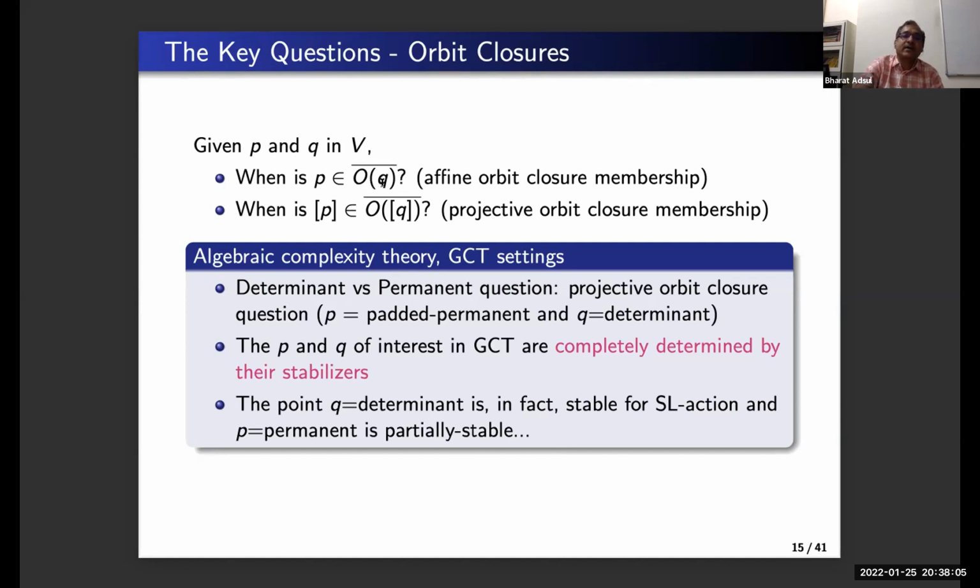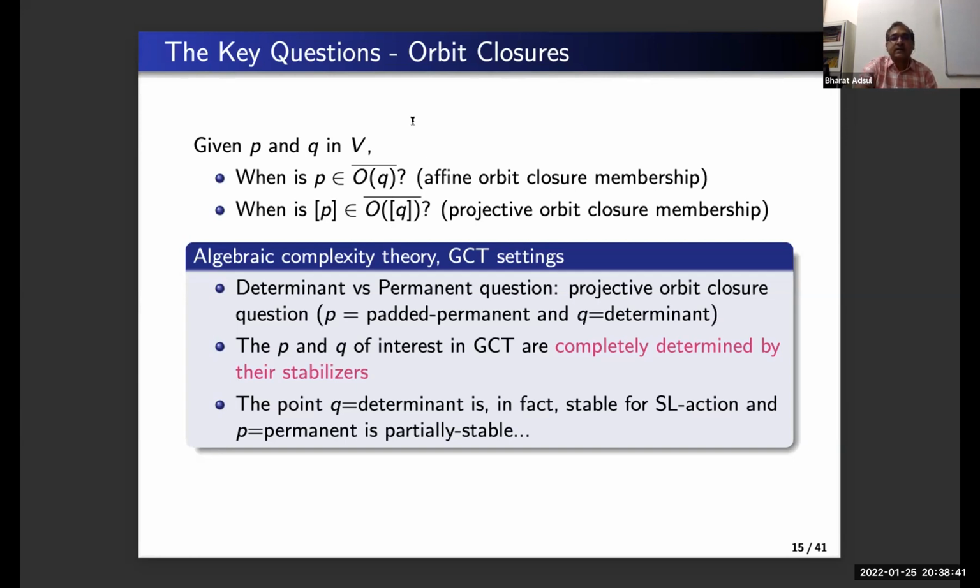So you take the point Q, look at its affine orbit, and take its closure, and you would like to know whether P is in the affine orbit closure of the point Q. This is what I call the affine orbit closure membership question. And of course, one has its analog in the projective sense. You take these P and Q, look at the corresponding projective points, the square brackets P and square brackets Q, look at the projective orbit and look at the closure of the projective orbit. So this is the analog of this question for the projective orbit.